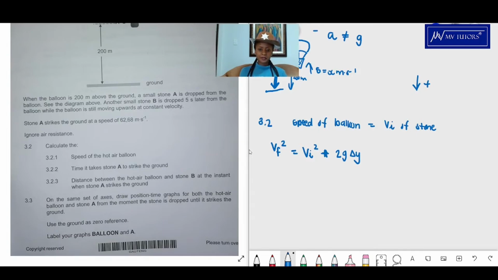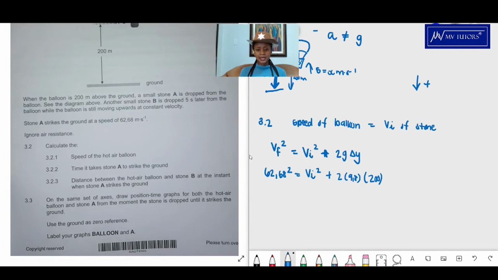All right, so we know that our final velocity is 62.68. That will be squared. We are looking for the initial velocity. We know that our gravitational acceleration is 9.8, and we know that the distance from where the stone was thrown until it reaches the ground is 200 meters. Because the stone is going down and we chose down as positive, you will leave this value here as positive. Then we can solve.